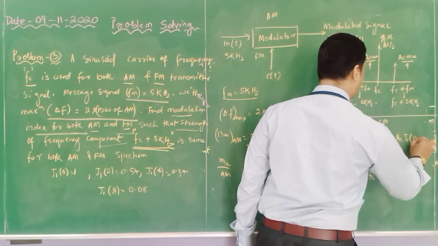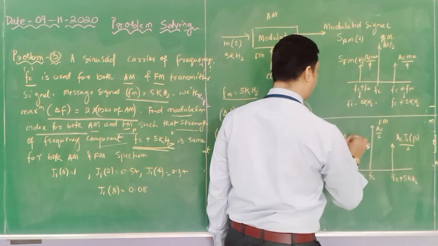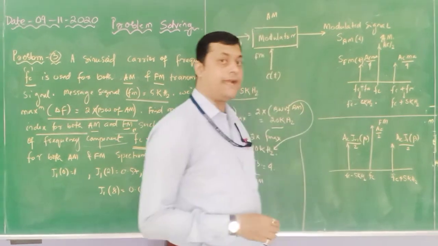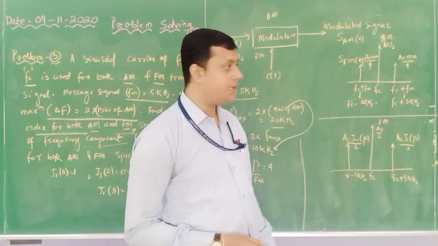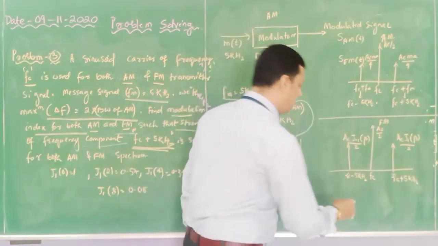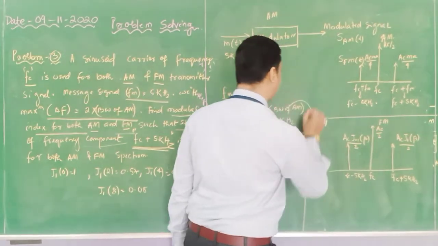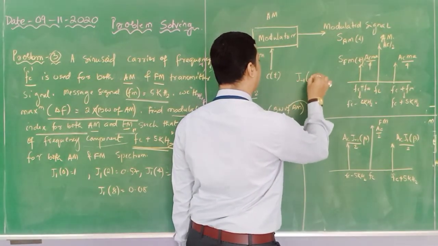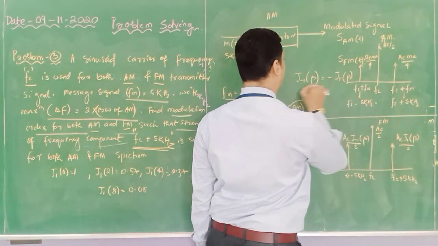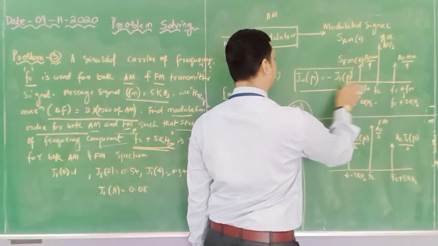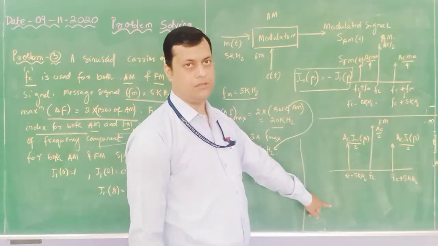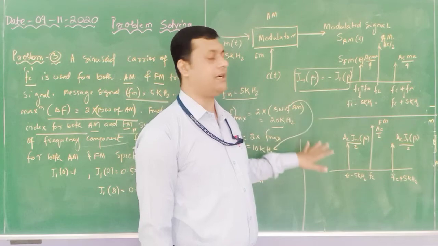AC J1 of beta divided by 2 and AC J minus 1 of beta divided by 2. The Bessel function has a property that for the same component, if the order is negative, the amplitude will go down. So here I will write that property: J minus 1 of beta is equal to minus J1 of beta. If I use this property, the amplitude of this component will go down. So that is the difference between AM spectrum and FM spectrum.